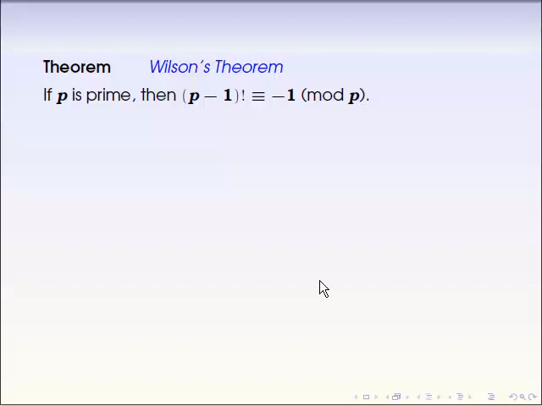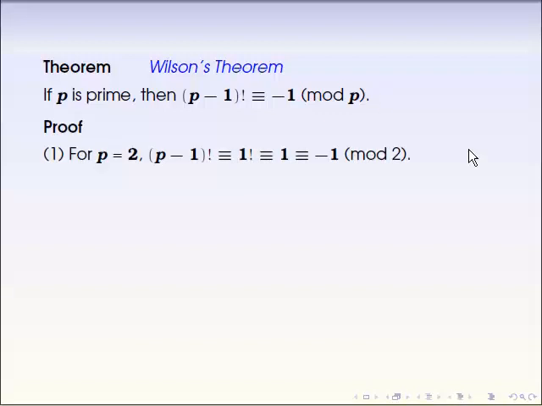In this section, we are going to cover very interesting theorems, which are very powerful and very useful for our course. The first one is called Wilson's theorem, which is one of the very famous theorems in number theory. And it says, if p is any prime, then (p minus 1) factorial is congruent to negative 1 modulo p.